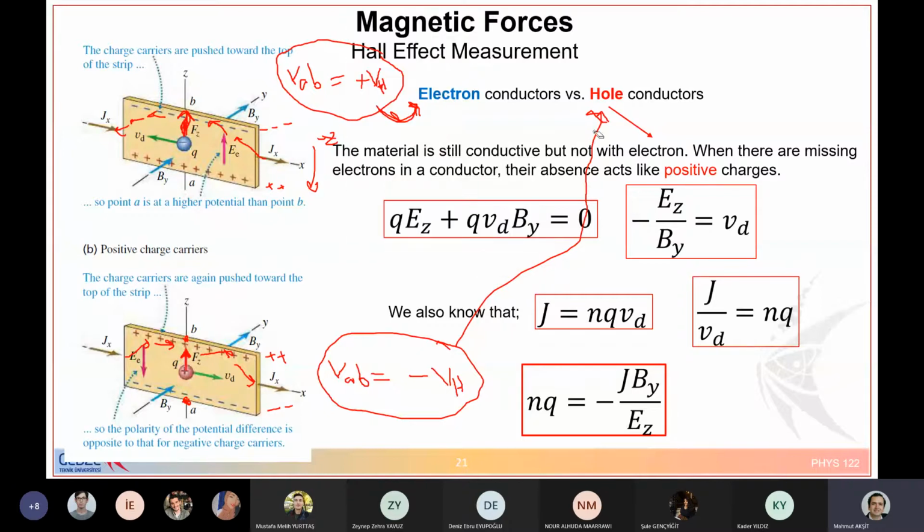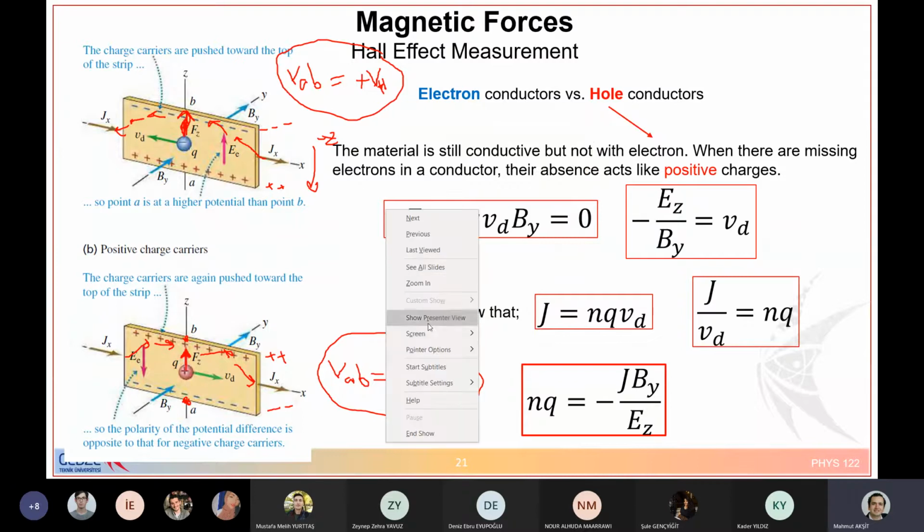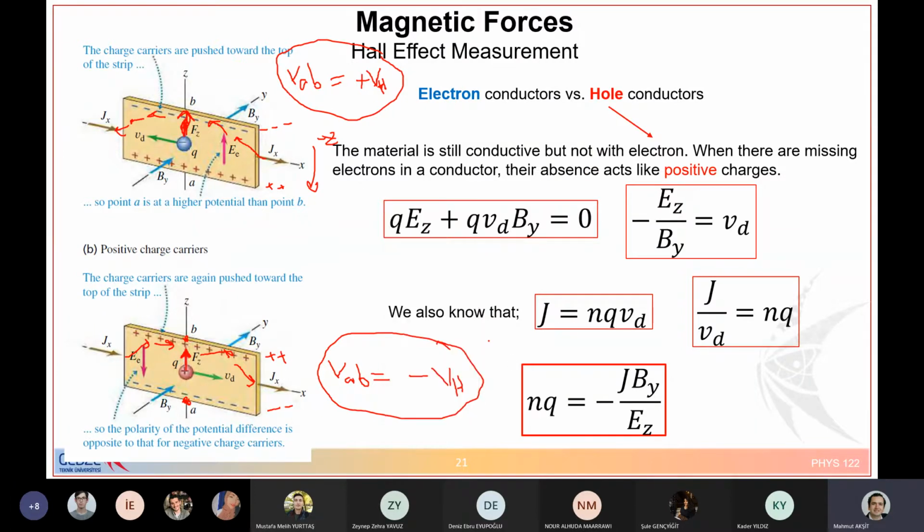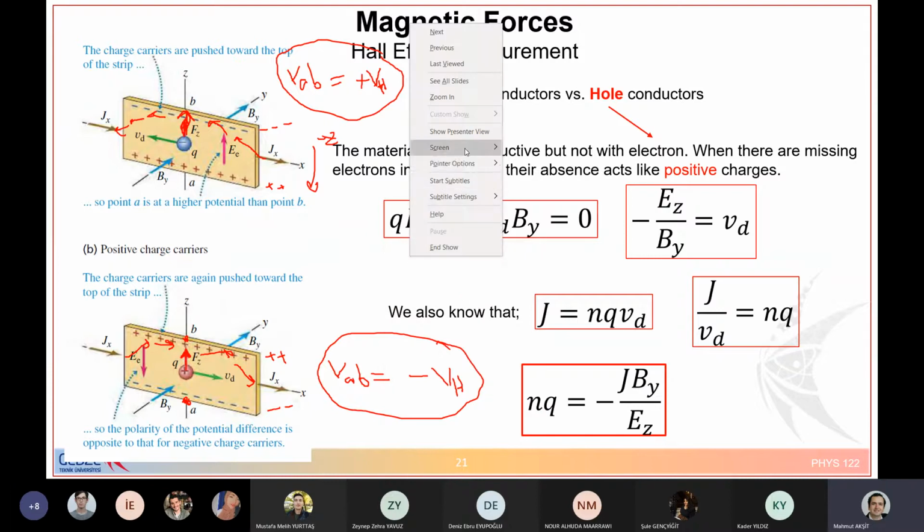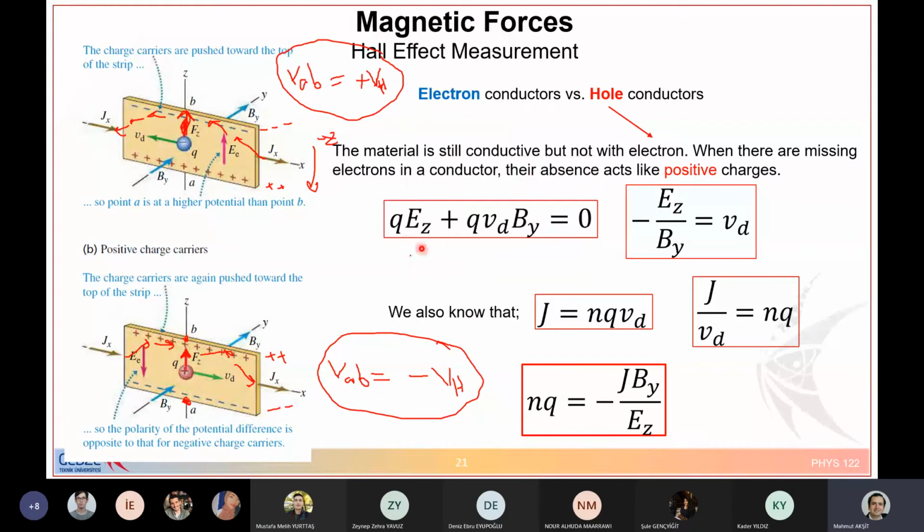Okay, let me erase this stuff and let me explain the math behind that. So we have, after we apply the magnetic field, the particles travel in a deformed path here, an electric field forms because of the voltage drop. For example, for this scenario, let's say electric field is in positive z direction.